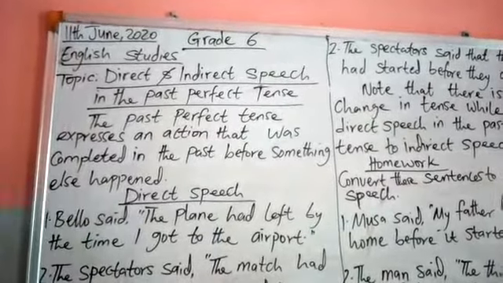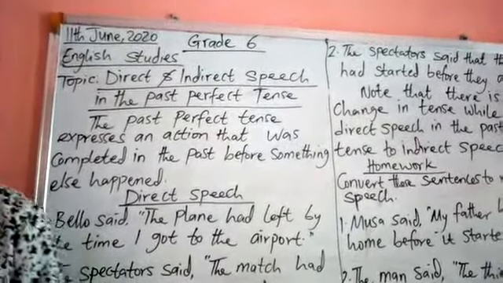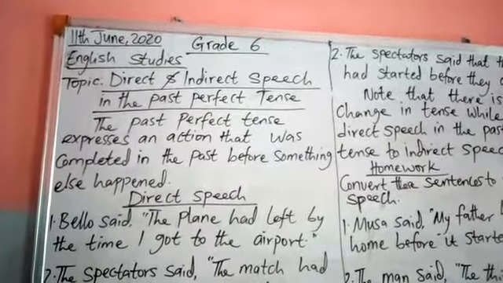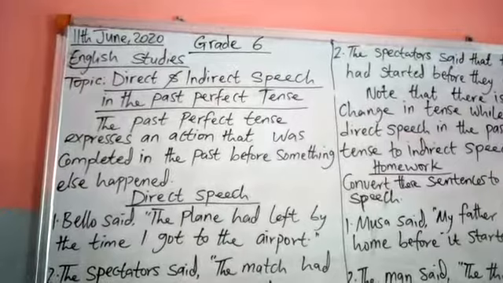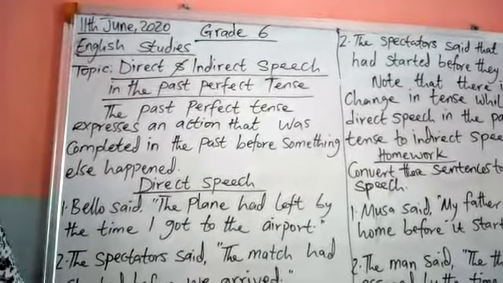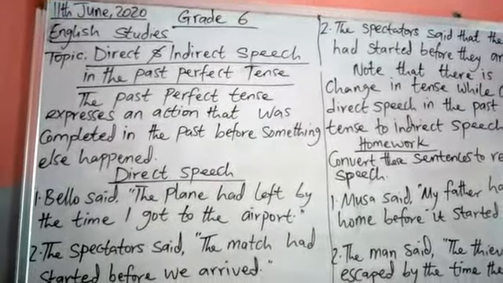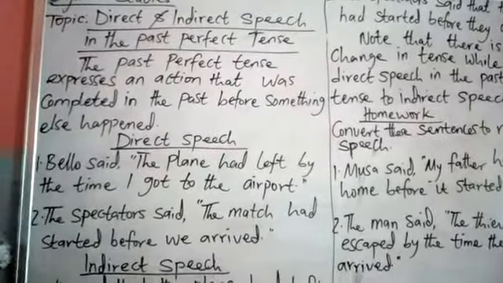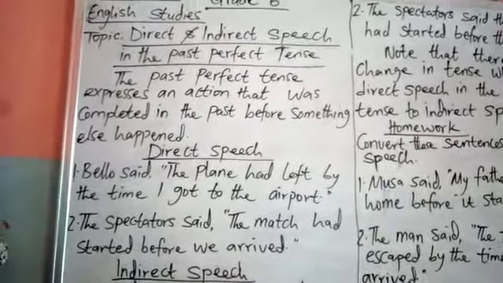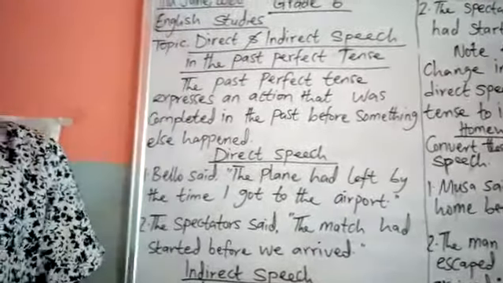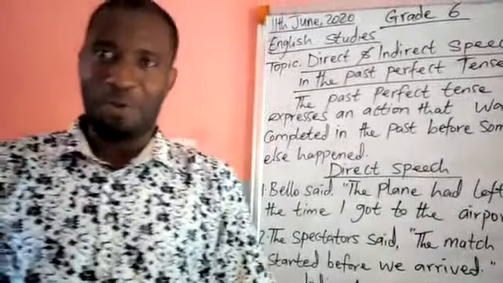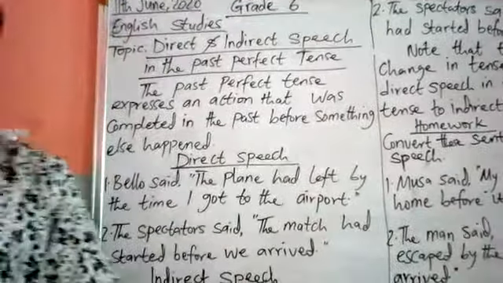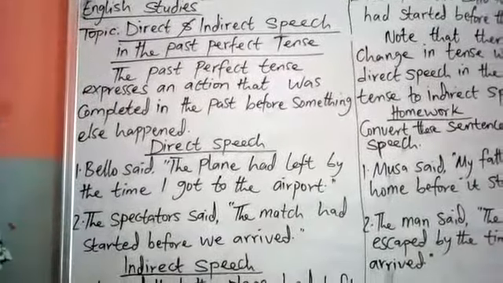Last time we treated direct and indirect speech. We started by saying that direct speech is the exact word of a speaker that is usually written in quotes. While an indirect speech occurs when you report what someone has said before. That is an indirect speech. Alright, today we are going to look at direct and indirect speech in the past perfect tense.